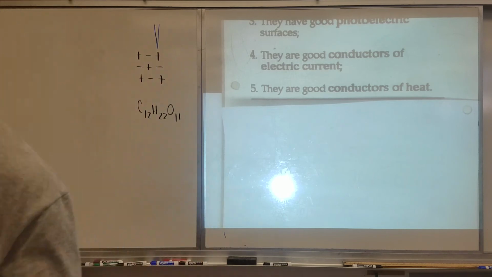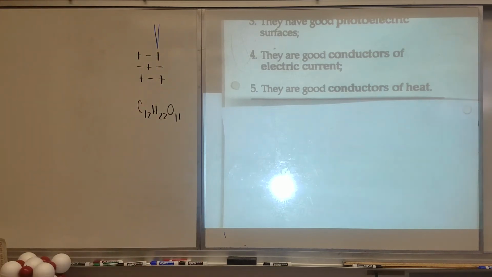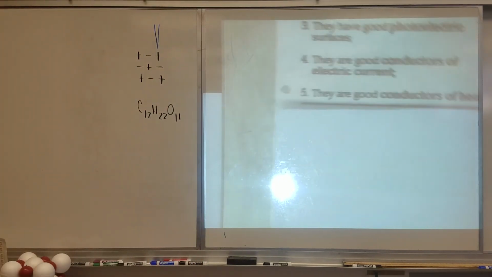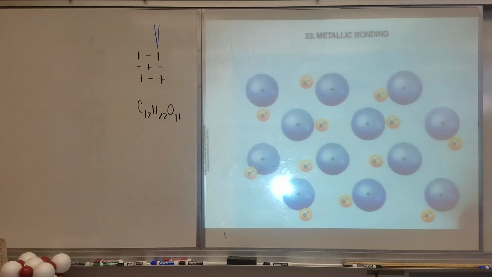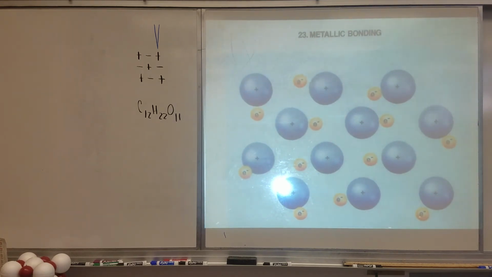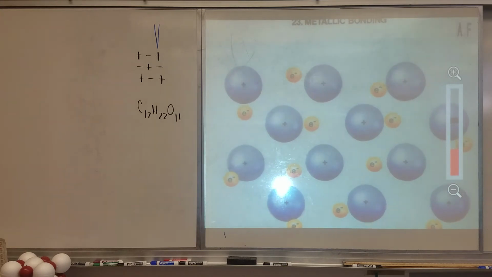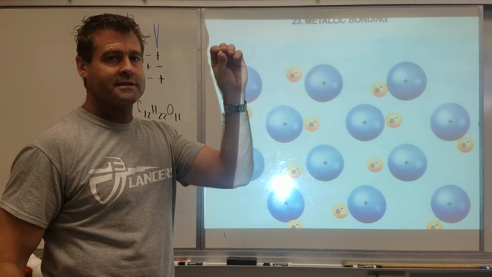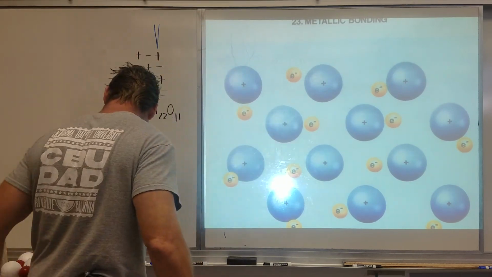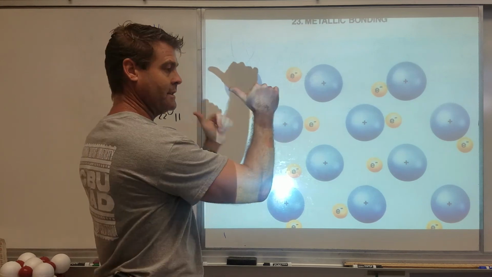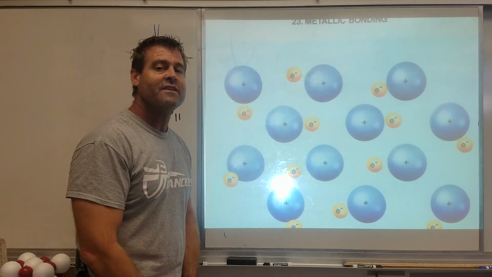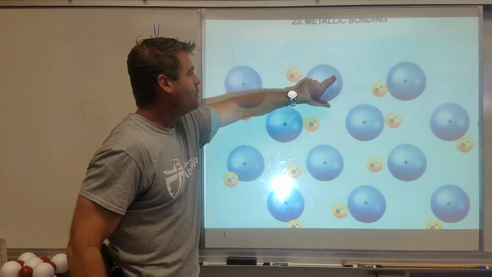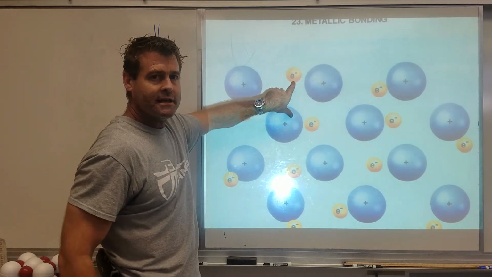So here's the reason why. What might explain all of these properties that we saw, why they're shiny, why they're malleable, why they're good conductors of electricity? Here it is. Just imagine in a piece of metal trillions and trillions of metal atoms. Remember, metals are on the left side of the periodic table. They have loose valence electrons. This is showing the metal atom with all the core electrons, and these are just representing the valence electrons.